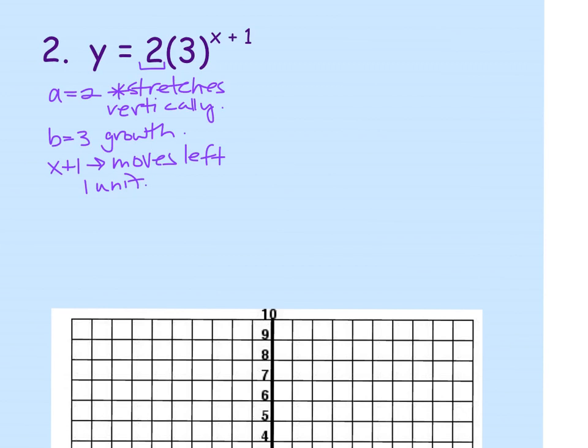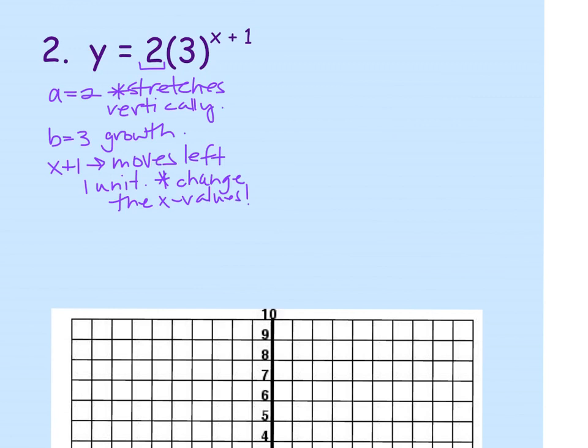That's 1 unit. There we go. 1 unit. All right. So that's going to change our table too. Change the x values just by 1, and I'll show you how to do that.